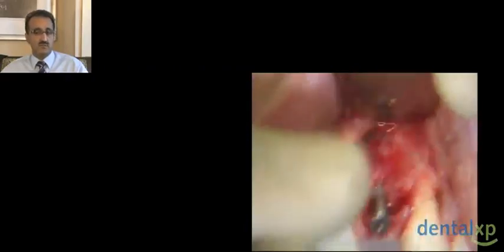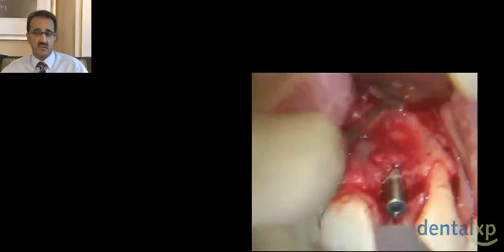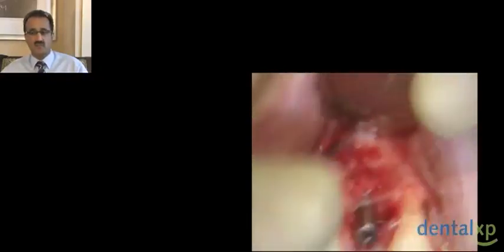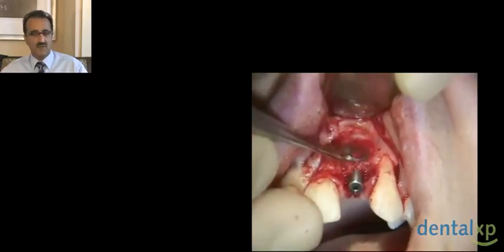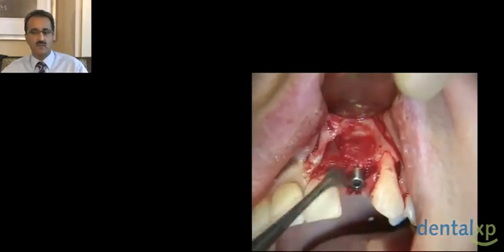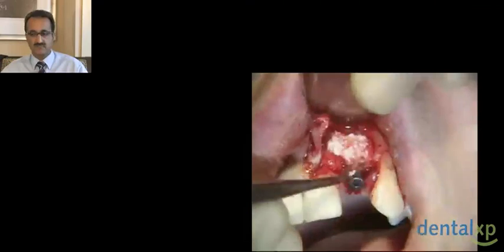We're going to do this as a one-stage procedure because it's a simple case, and we're going to have a transmucosal healing here. So there you can see us with our healing abutment now in place, a narrow healing abutment, obviously a narrow implant for a lateral incisor too.